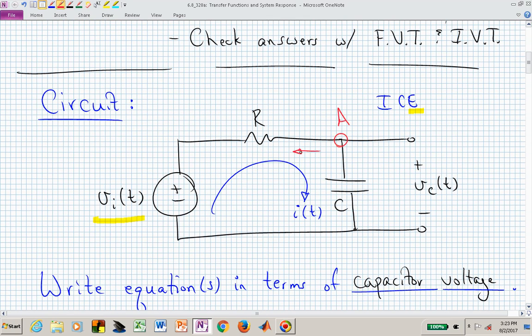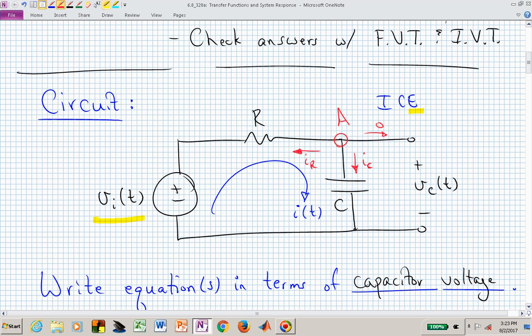If we write KCL at node A, we're saying that we're interested in the resistor's current I sub R, and the capacitor's current, I sub C. There's nothing flowing here. So the sum of those currents exiting node A needs to sum to 0 by Kirchhoff's current law. If we can now find an expression for the resistor current in terms of V sub C and V sub I, and an expression for I sub C in terms of V sub C, think ICE, then we'll have another way of finding the governing differential equation.